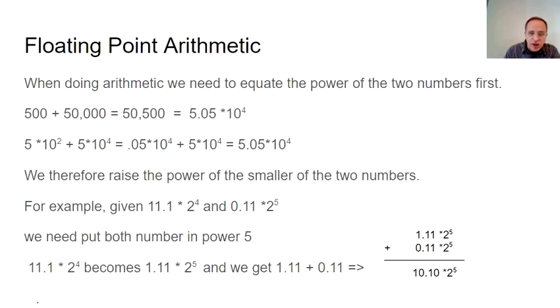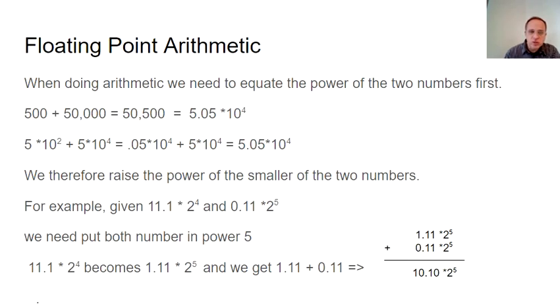Now, I want to show you another way to do this math that seems less good, but it's actually more methodical. It follows a certain algorithm that we can reproduce in a computer better. So let's look at this. We have 500. Well, 500 is really 5 times 10 to the power of 2. Plus 50,000. 50,000 is 5 times 10 to the fourth.